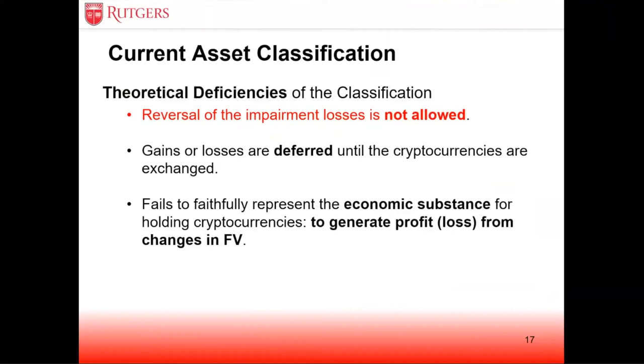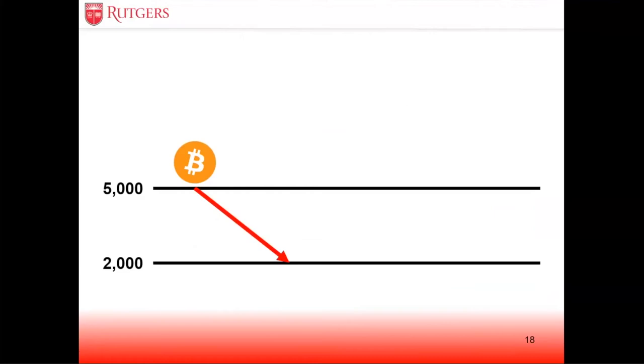So we think this current asset classification fails to faithfully represent the economic substance of these cryptocurrency transactions. So let's take one simple example. Suppose the company purchased one Bitcoin with $5,000. After a few months, the price of one Bitcoin went down to 2,000. Following the accounting treatment, the company needs to recognize an impairment loss of $3,000. Any questions? Okay, good. Let's continue.